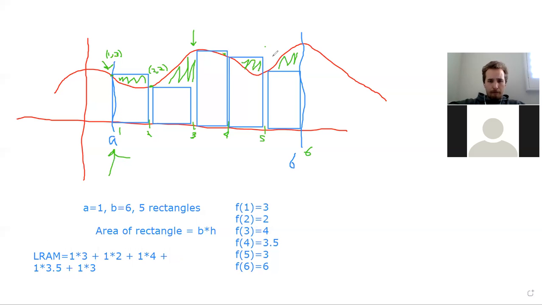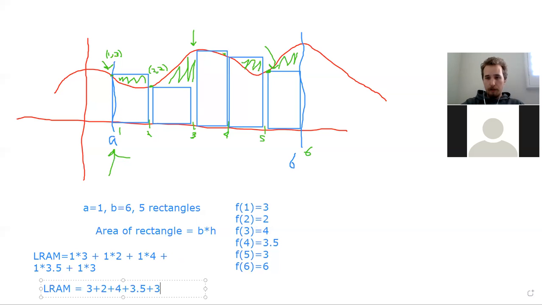With LRAM, we already are getting this rectangle because we took this point. So good job. And from there, it's pretty much done. You get LRAM equals 3 plus 2 plus 4 plus 3.5 plus 3.